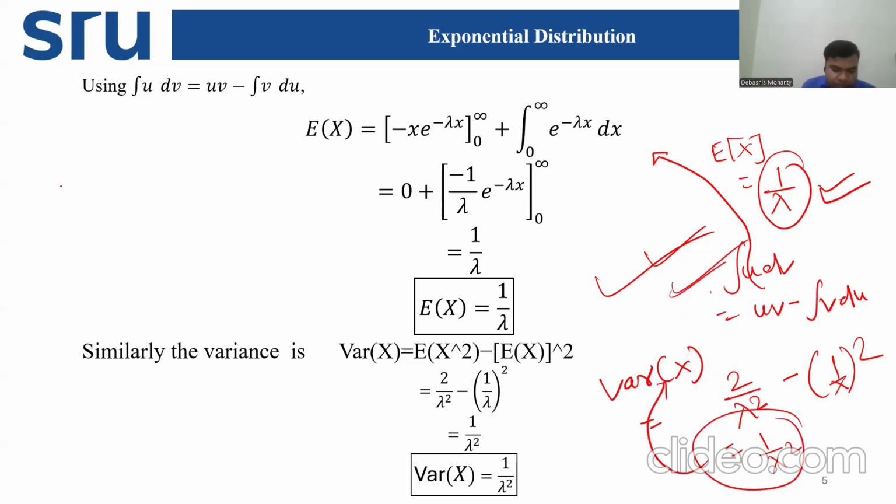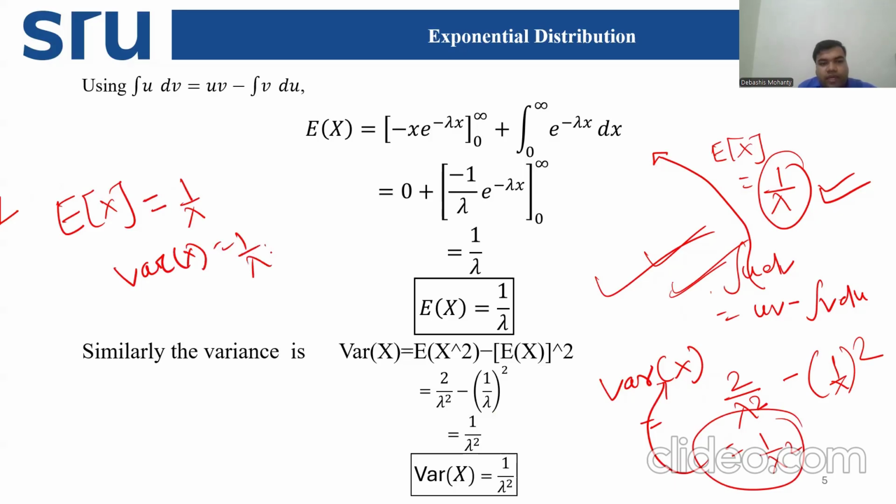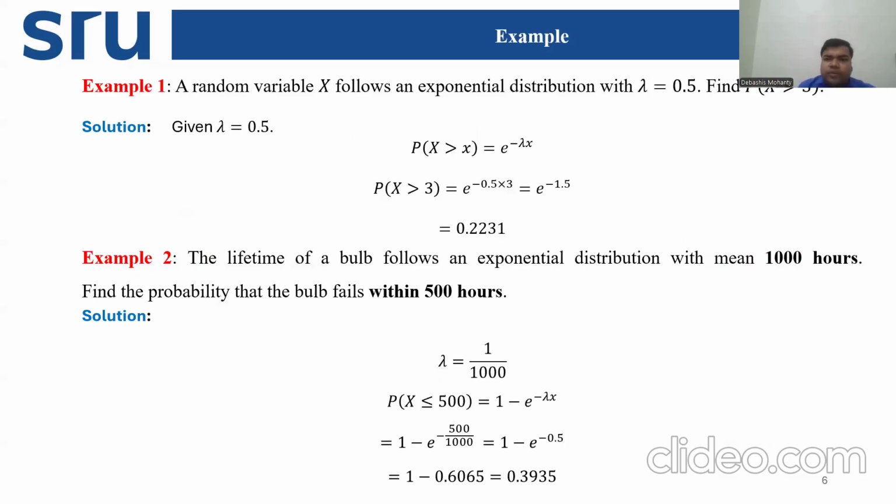So please remember this. This is very important: in the case of the exponential distribution, the expectation of x is 1 by lambda, and the variance of x is 1 by lambda square. Okay, that's how it is derived. I already discussed it. So remember these two, they are important. Okay. Next, coming to the problem.